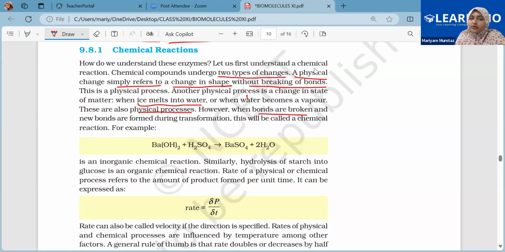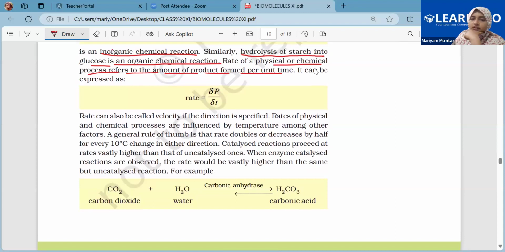But when the bonds are broken and new bonds are formed, and new molecules are formed, then that is a chemical reaction. For example, any of the reactions that occur in biology. Now, this is an inorganic chemical reaction. Similarly, hydrolysis of starch into glucose is an organic chemical reaction. Inorganic means outside the body, occurring in the environment, and organic is the one that occurs inside the body. The rate of a physical or a chemical process refers to the amount of product formed per unit time. Rate can also be called the velocity if the direction is specified.